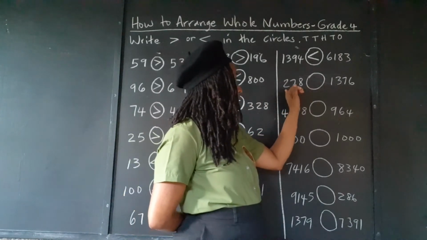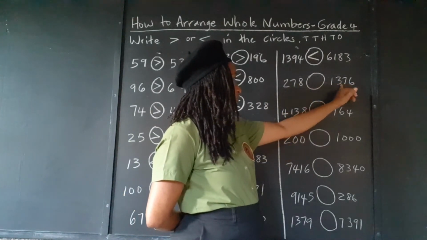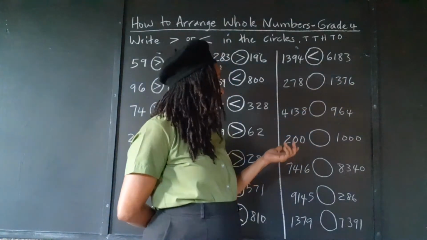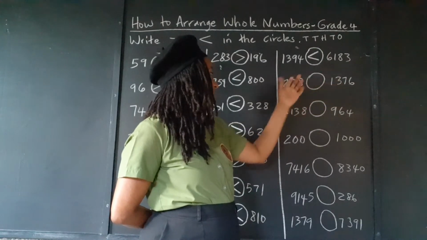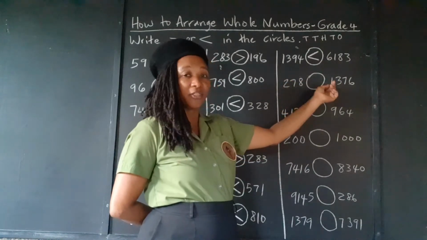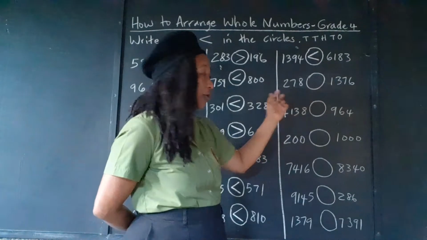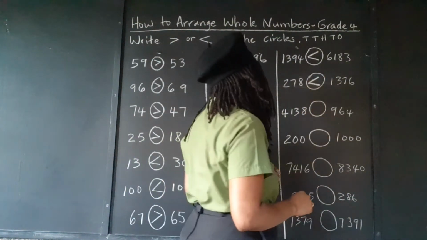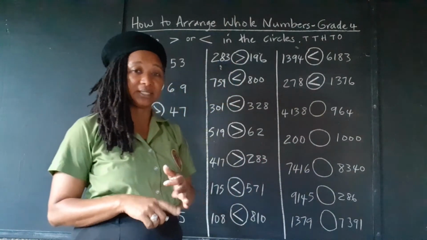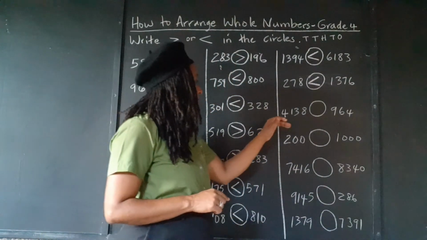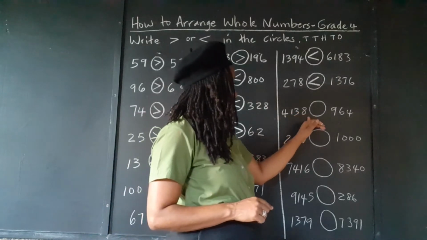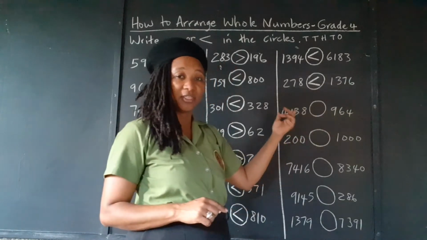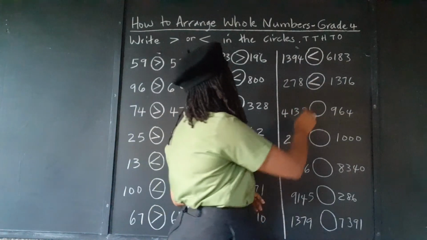278 compared with 1,376. Immediately, just by looking, we see that this has more digits. This is in the hundreds. This is in the thousands. This is the smaller number. 278 is less than 1,376. 4,138 and 964. This is in the hundreds. This is in the thousands. This is the bigger number.